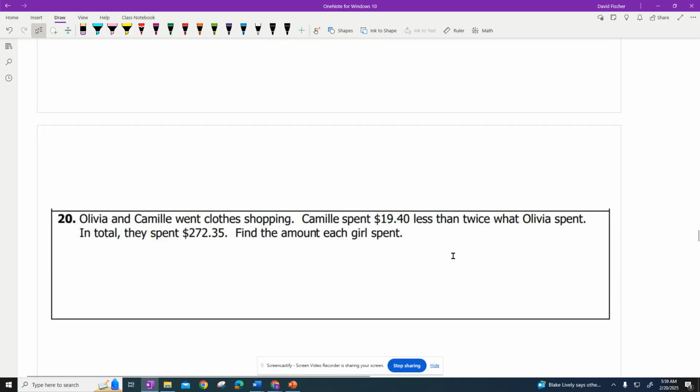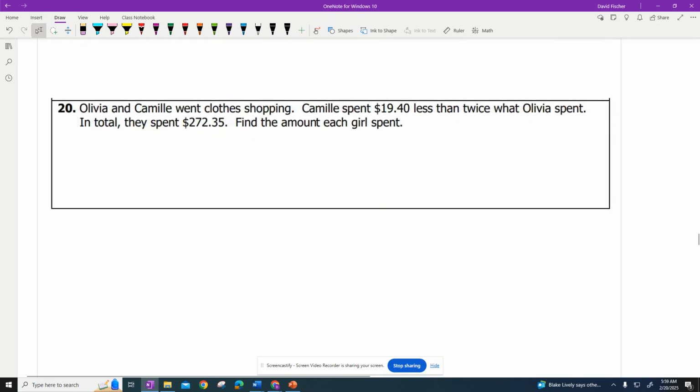Alright, let's do this last one here. Oh, they use Olivia again. And that means an O, so we're going to have to come up with a different letter for Olivia. Olivia and Camille went shopping. Camille spent $19.40 less than twice of what Olivia spent. We don't know what Olivia spent, so we got to come up with a letter over here. Olivia spent, I'm just going to use the B here. B equal what Olivia spent.